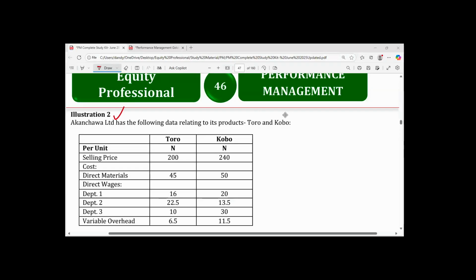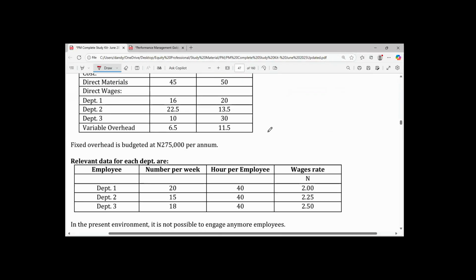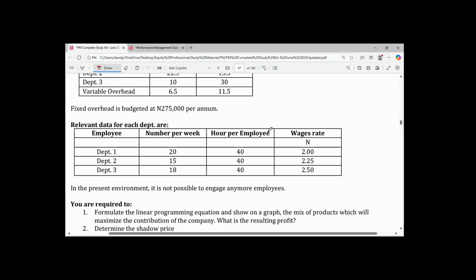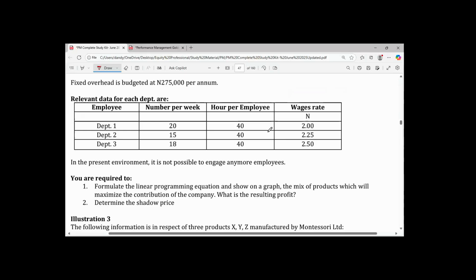Akanchawa Limited has the following data relating to its purchases: Toro and Kobo per unit. Fixed overhead is budgeted at 275 naira per annum. Related data for each department are employee, number of weeks, hours per employee, wage rates. In the present environment, it is not possible to engage any more employees.